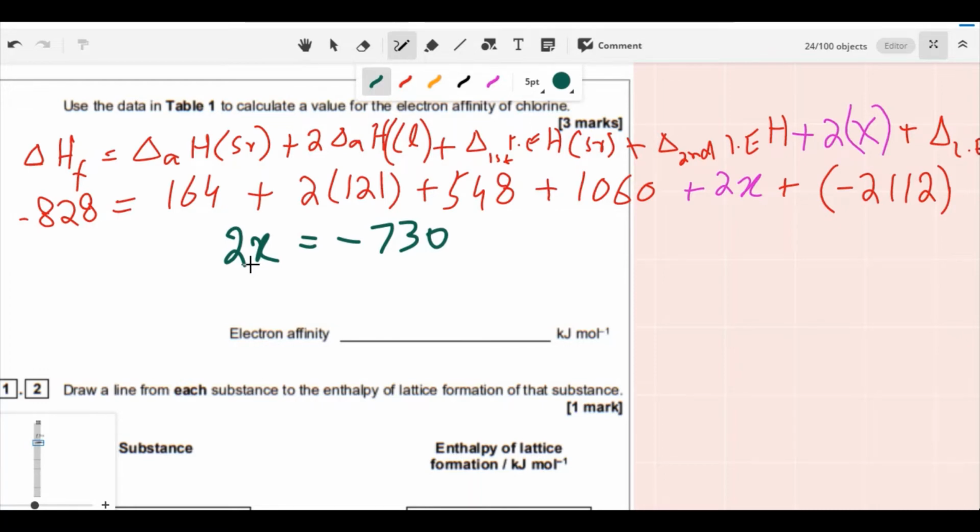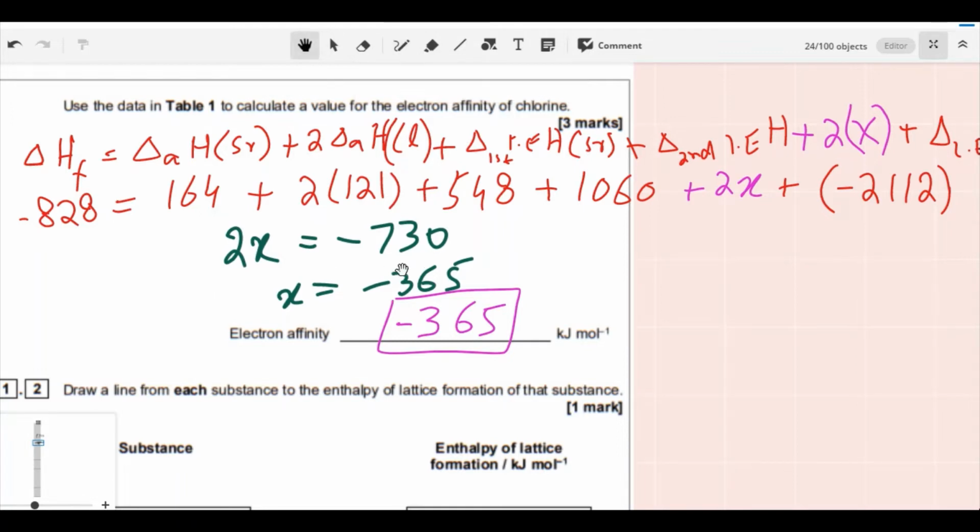As you can see here, 2x is equal to minus 730, so it means x will equal minus 365. So your answer will be minus 365. That is the electron affinity of the chlorine atom, for one atom. For two atoms it will be minus 730, but you have to find it for one atom, that is minus 365 kilojoule per mole. So that is the answer to your first question.